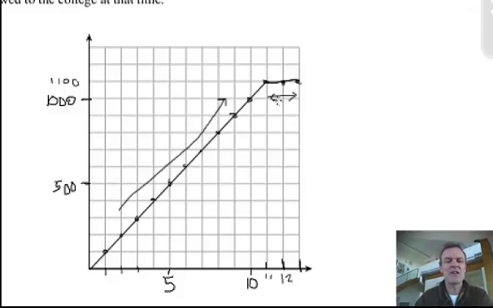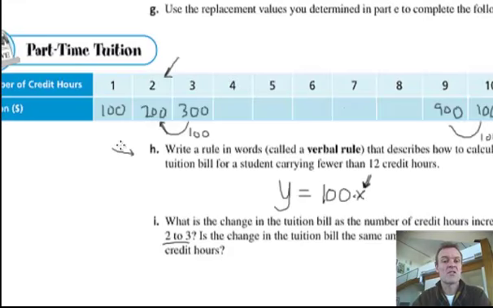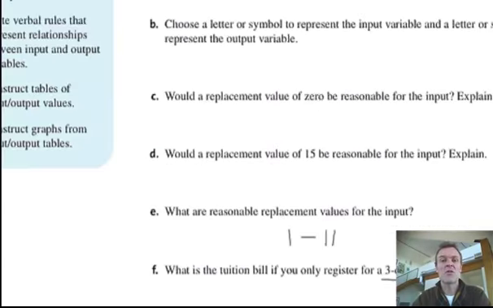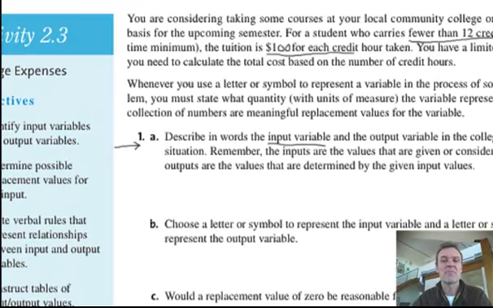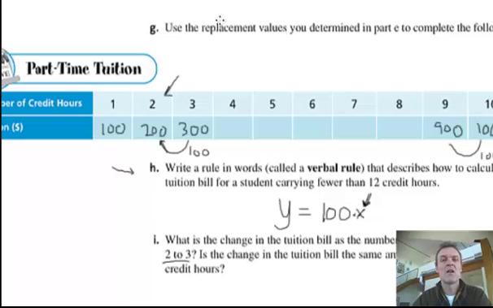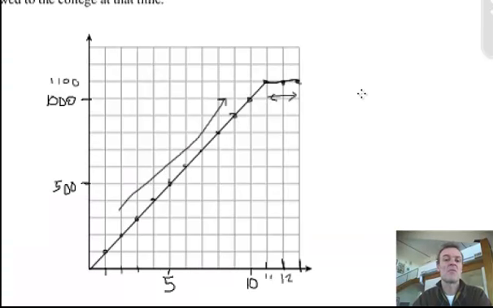Just be aware of little things like that, especially when you're having to describe what's going on with a graph. So that is a visual representation of this chart here, all the information, going back to the original question and me filling in the table and drawing that graph from the numbers.